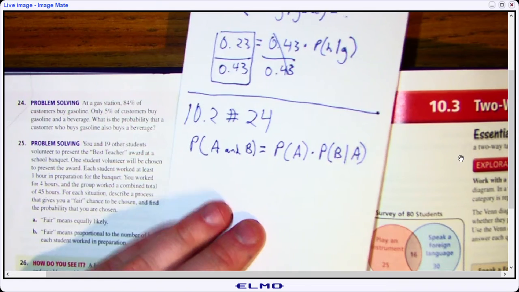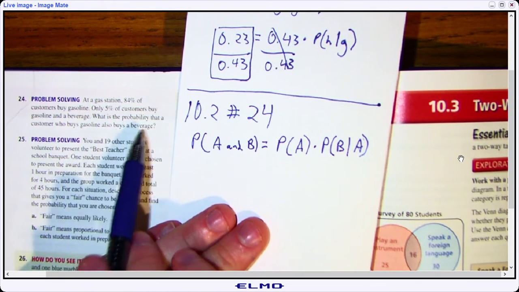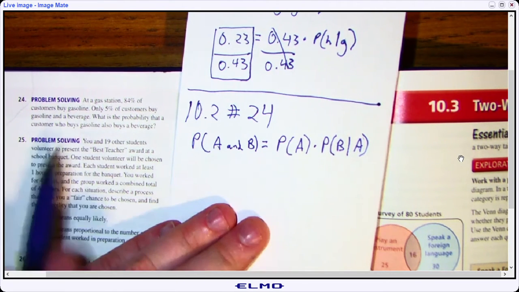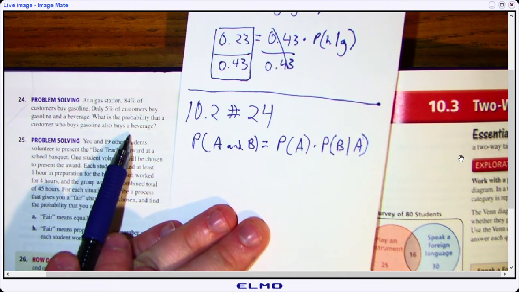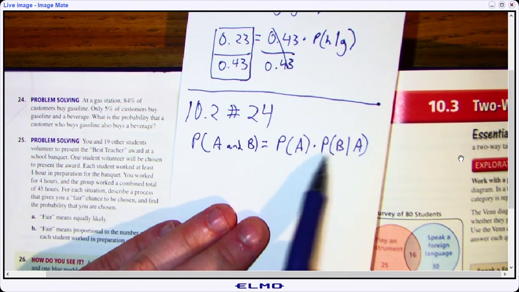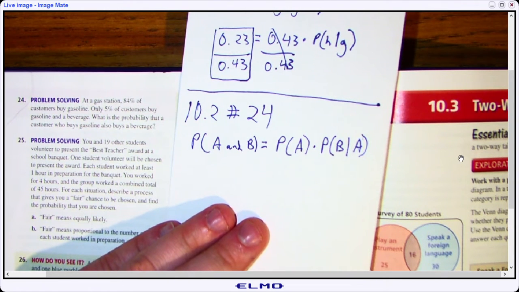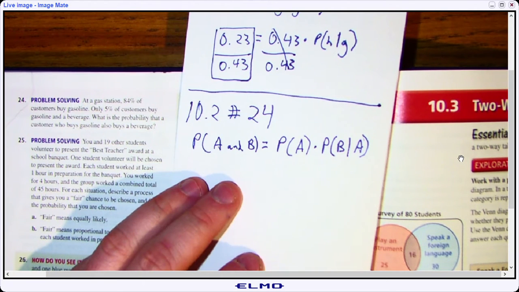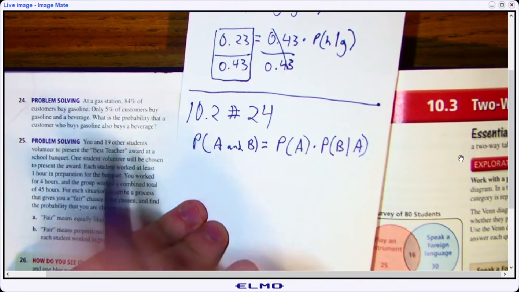Okay? So in this problem, the probability that a customer buys gasoline, that's our event A. That's the one that for sure has happened. But then if they also buy a beverage, that's the probability that they bought a beverage given that they bought gasoline. So we need to know those. We need to have this equation on the low ready. All right, so it's there ready for us to go. Now we just have to match. We have to pull out these values.